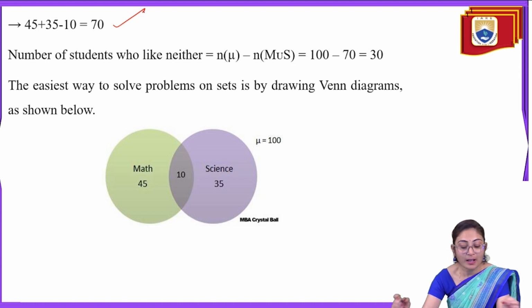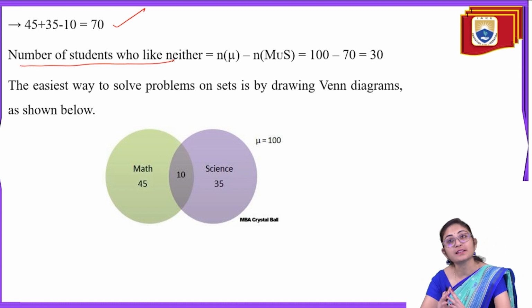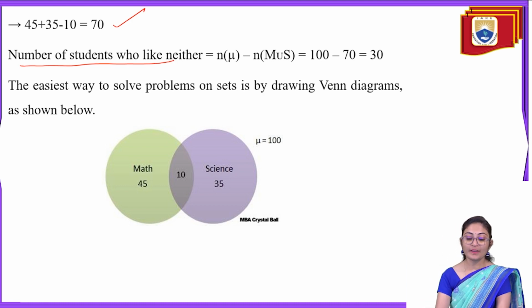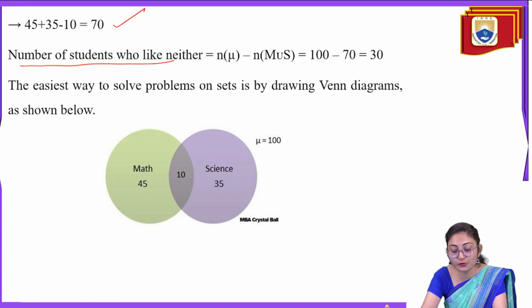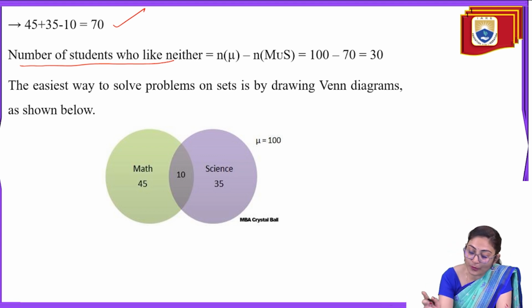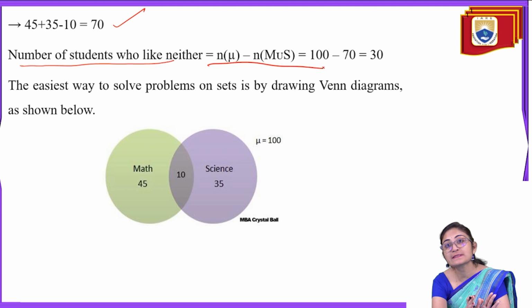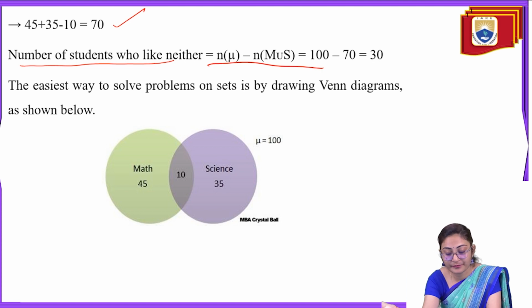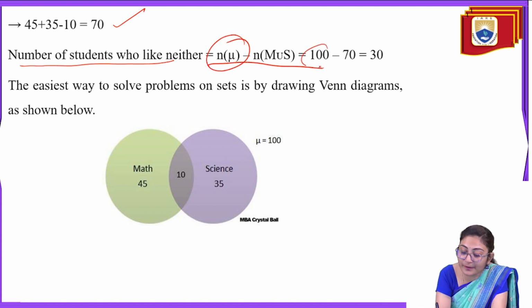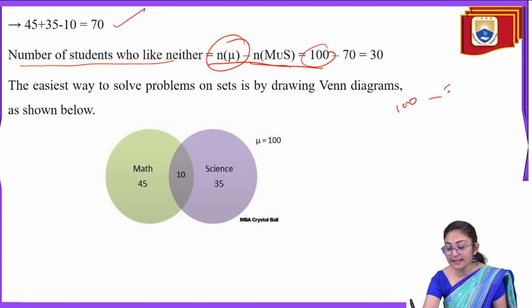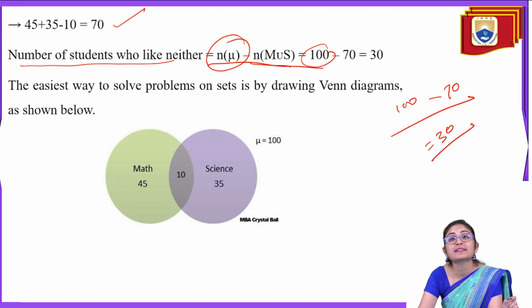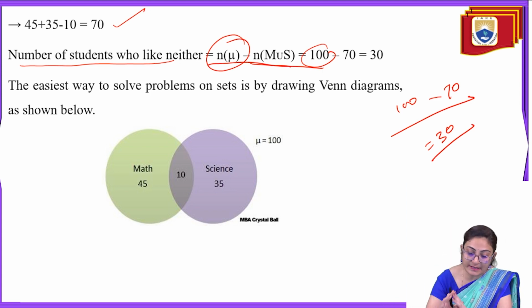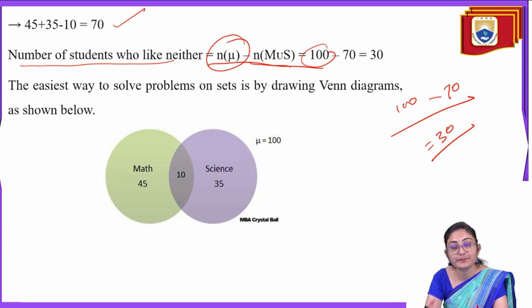We got the 70. Now the number of students who like neither. Definitely we have to find out who doesn't like any one subject. So there is a formula: total number of students minus those who like either maths or science. Total number of students we have is 100, minus those who like any one of the subjects, that value is 70, and after solving this you get 30. That means 30 students don't like any of the subjects.